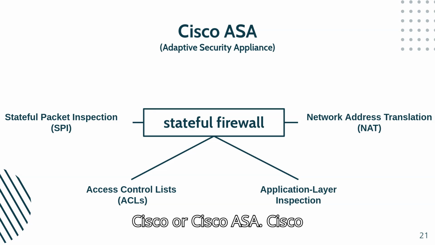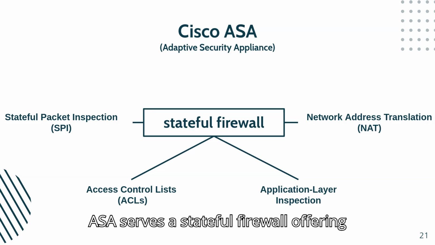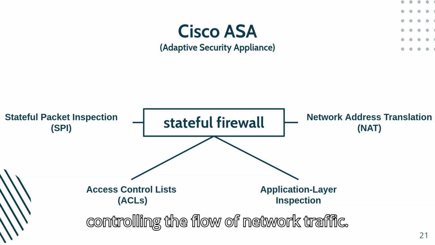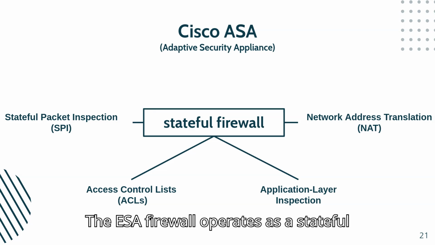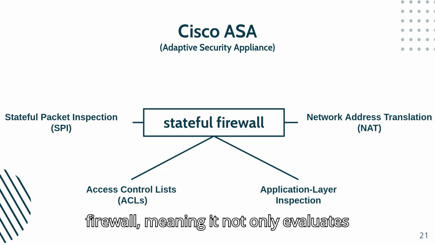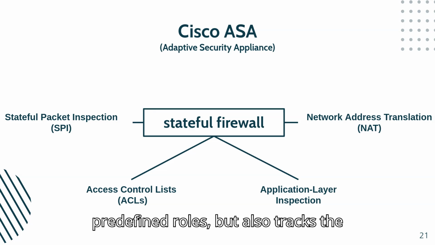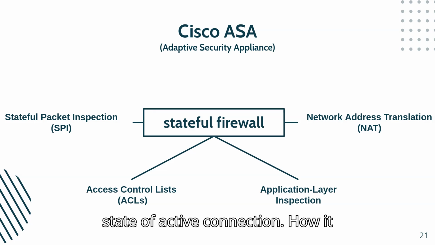Cisco, or Cisco ASA. Cisco ASA serves as a stateful firewall offering robust security by monitoring and controlling the flow of network traffic. The ASA firewall operates as a stateful firewall, meaning it not only evaluates individual packets based on predefined rules, but also tracks the state of active connections.